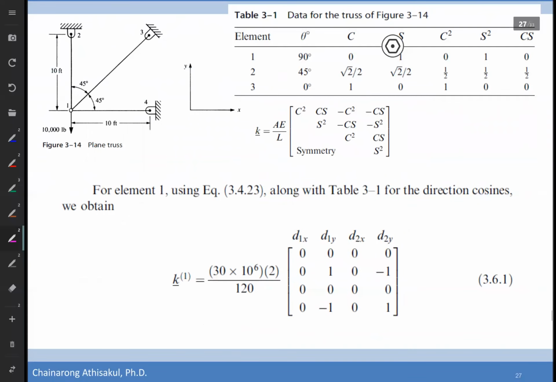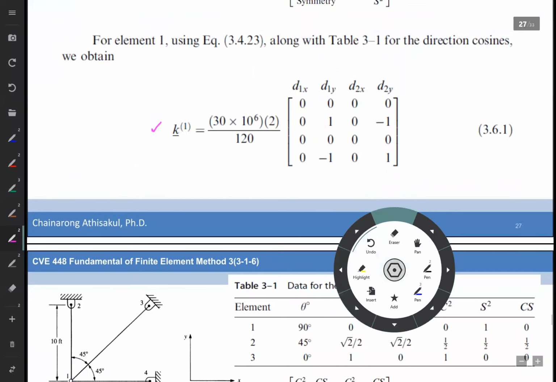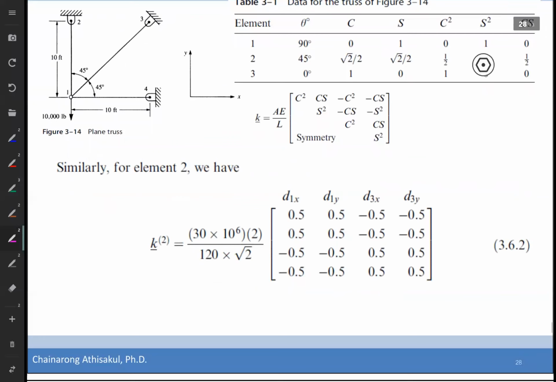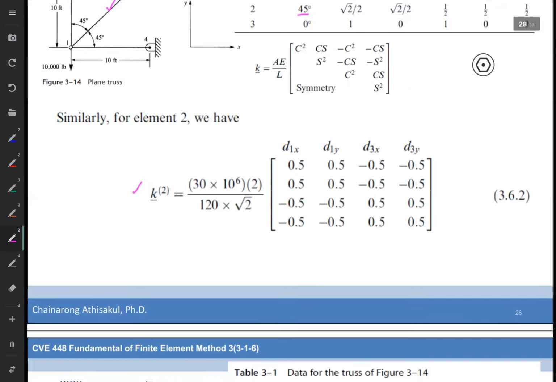Okay, after we have these values, we come back to the stiffness for each element. According to this, we obtain the stiffness matrix in global coordinates for the first element. We obtain it like this, and do the same thing for the second element. For the second element, we use theta equal to 45 degrees and get the element stiffness for the second element.